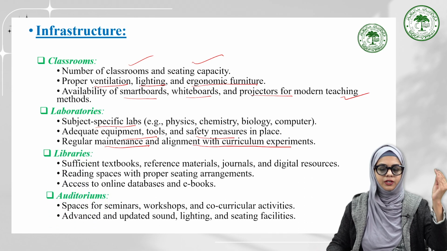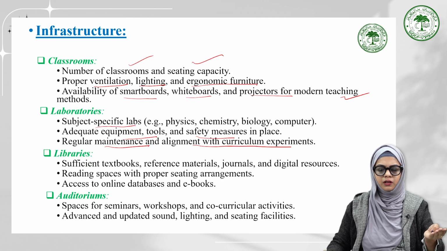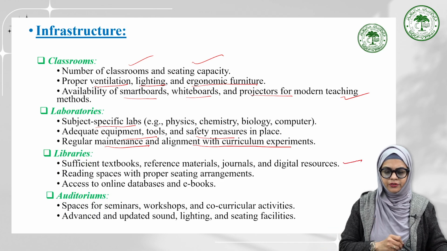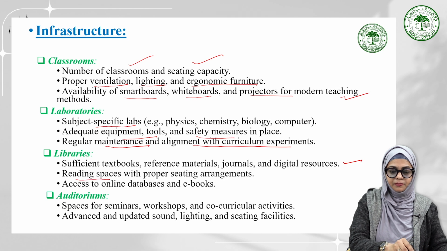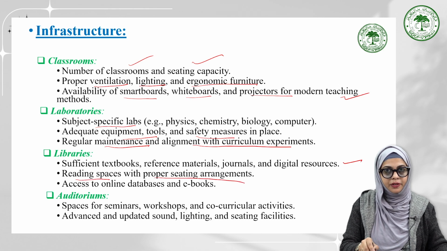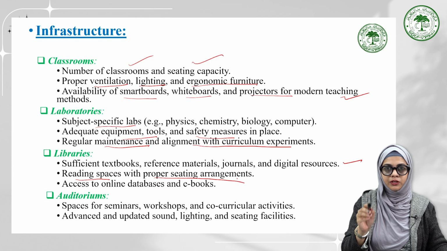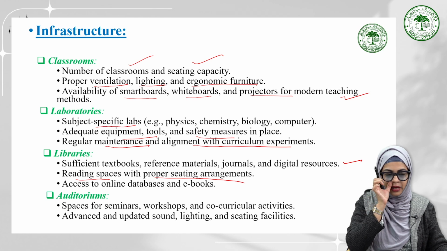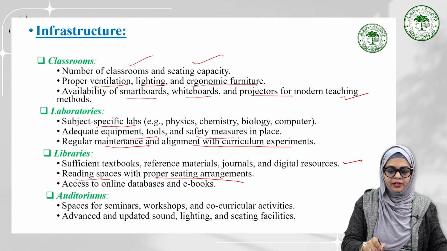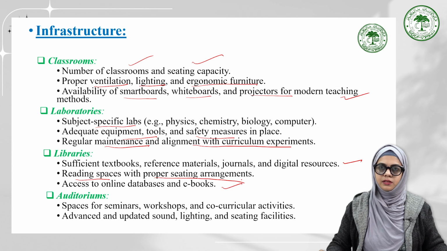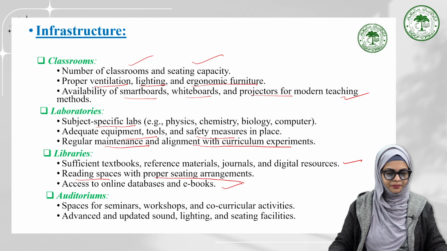Libraries: are there sufficient textbooks, reference material, journals and digital resources, and reading space with proper sitting arrangement? Proper furniture is required for a library. Then access to online databases and ebooks also comes under this particular criteria.